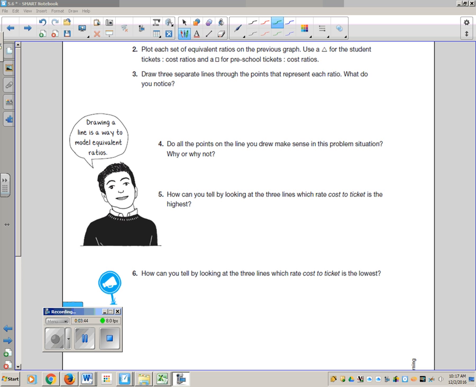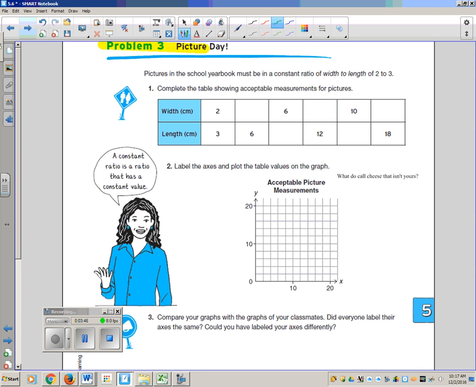We already did page 358. So now we're moving on to problem 3. Pictures in the school yearbook must be in a constant ratio of width to length of 2 to 3. Ms. Ackerman says so. Complete the table showing acceptable measurements for pictures. Okay, so let's fill out our table first. Once again, you got to find the pattern.